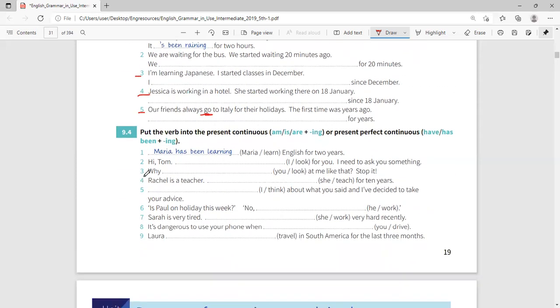So for your homework, try number 2 up to number 9, exercise 9.4. They say put the verb into the present continuous or present perfect continuous. Maria has been learning English for 2 years. So from that time up to now, it has to be present perfect continuous. So help me with number 2 up to number 9. Are we together? Yes.